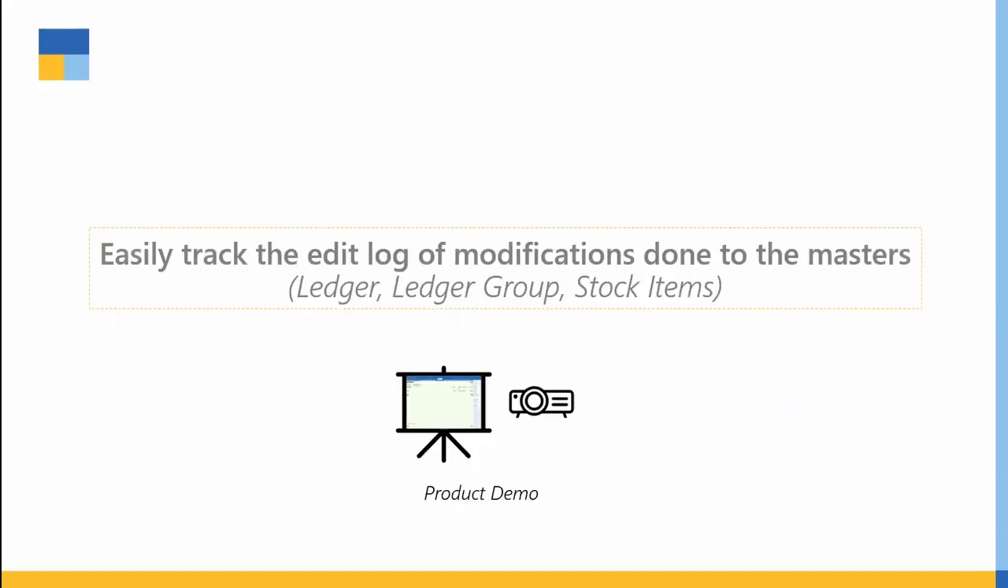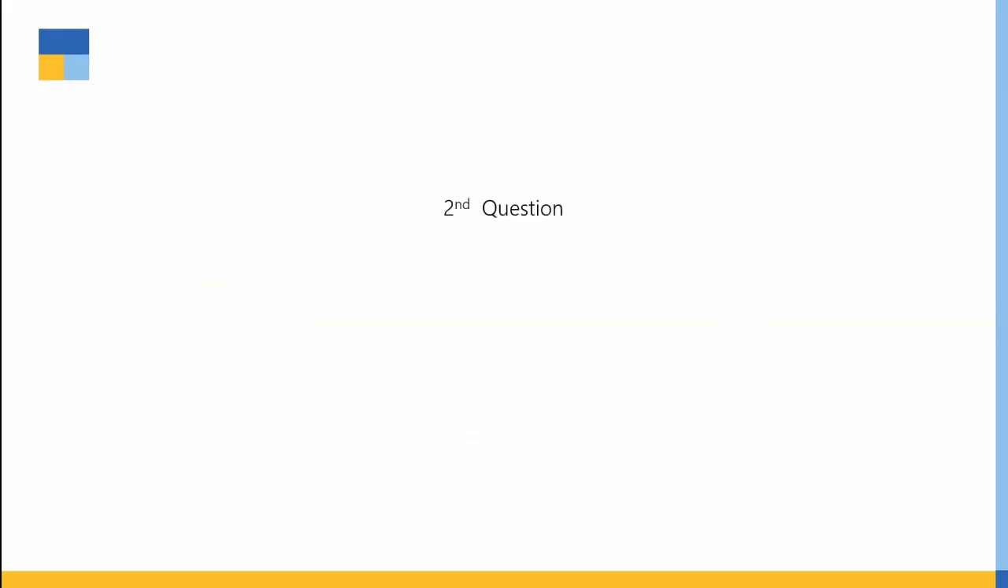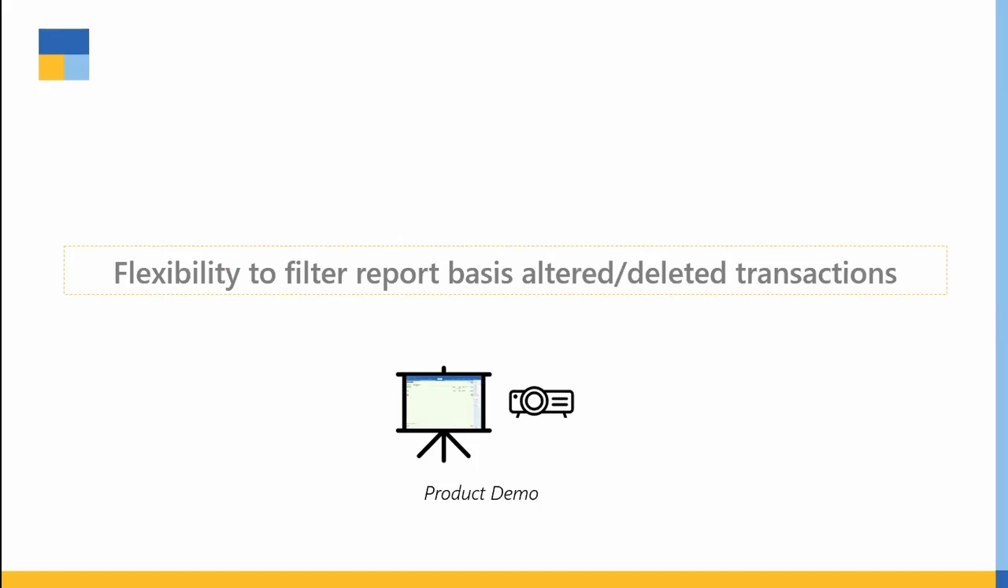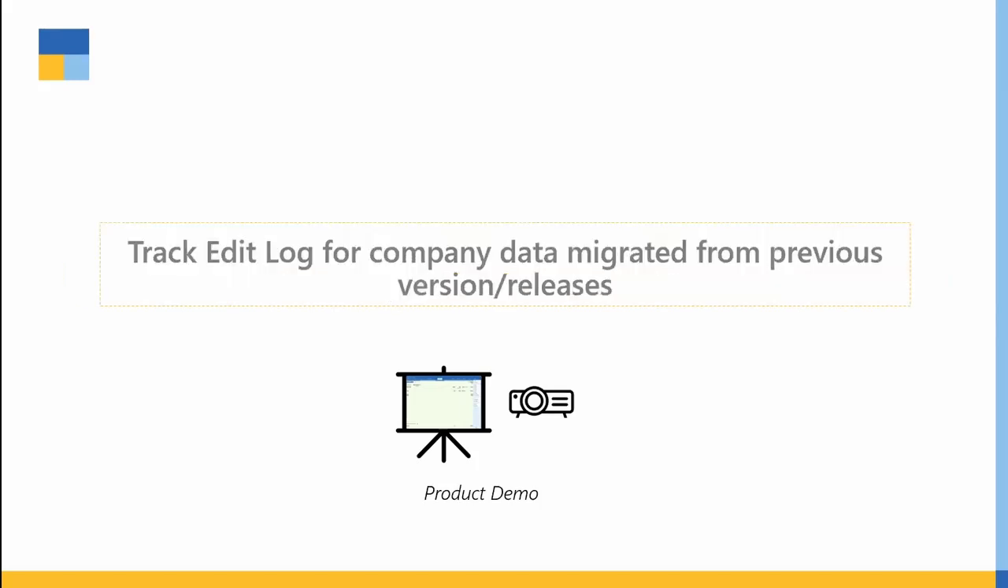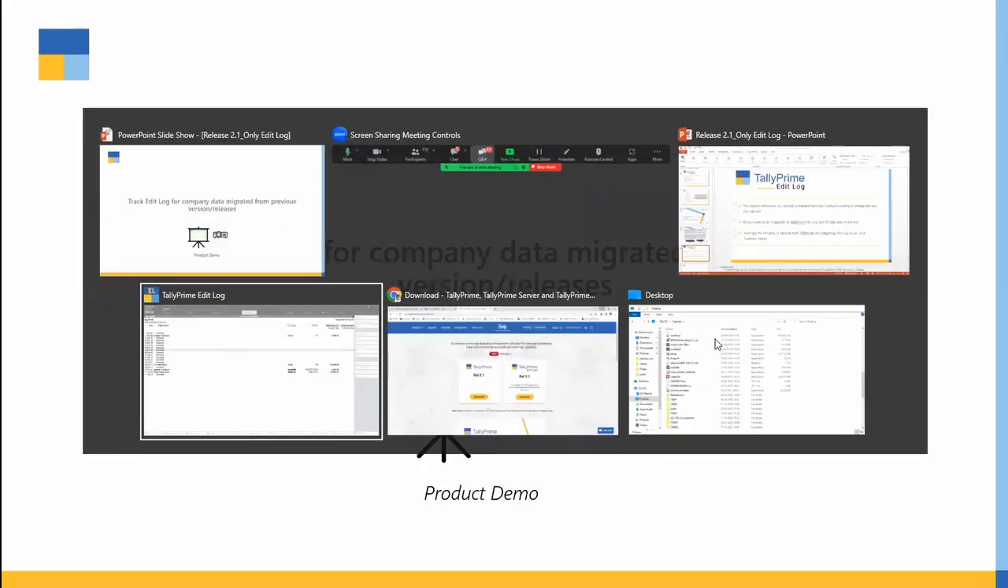We have already seen the edit log modifications done to the masters. This also we have already seen: flexibility to filter reports based on altered and deleted transactions. Track the edit log from previous versions and releases. Now, let me show you one more.